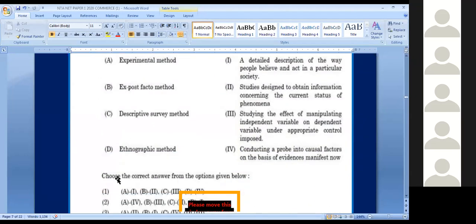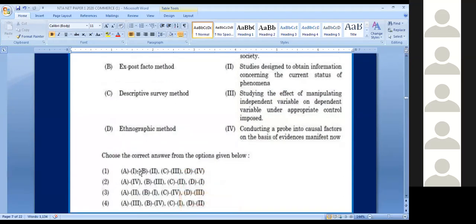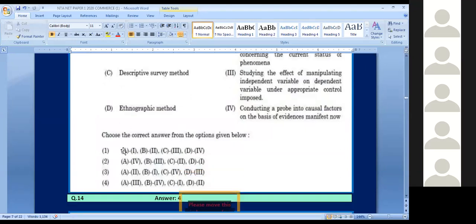Again, question from research. Experimental, ex post facto, descriptive survey, ethnography. Okay. So let us check out the options given here first. You need not match if you don't know the answer exactly. You can check the options given. Then you can move accordingly.